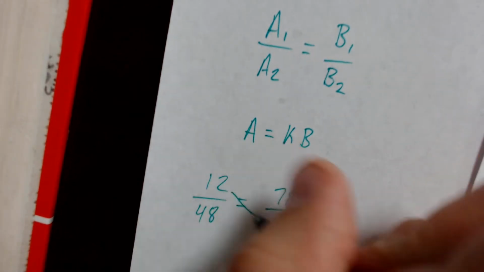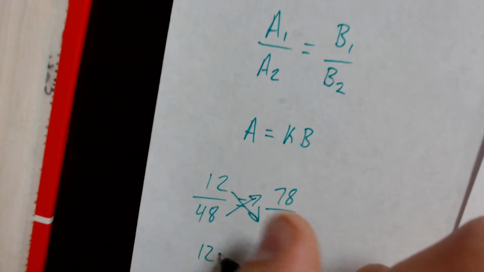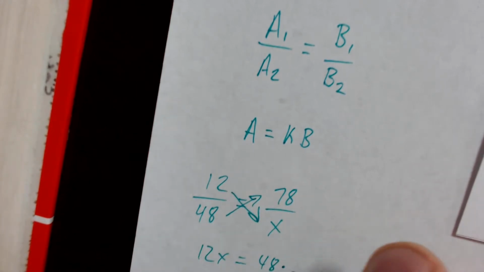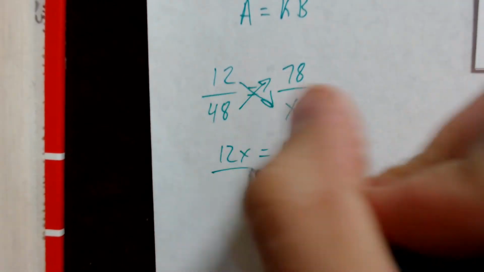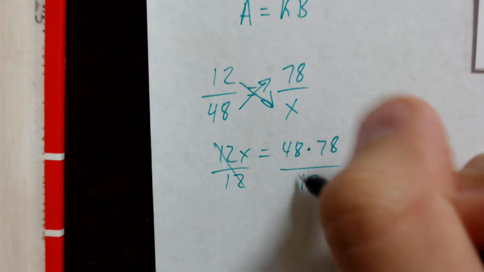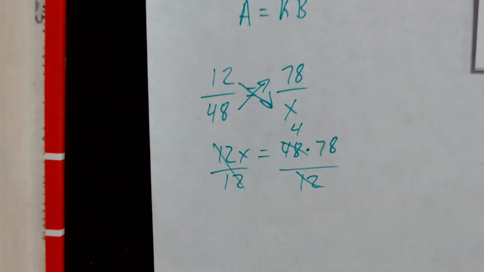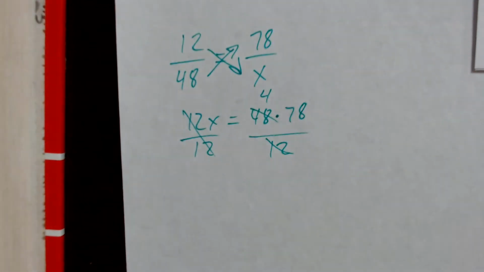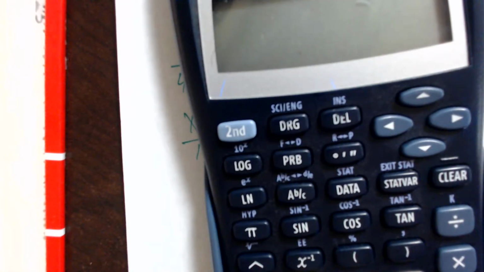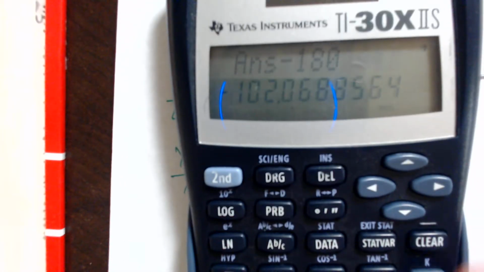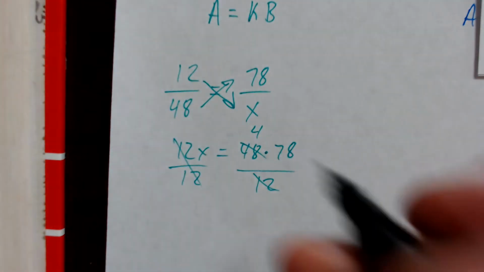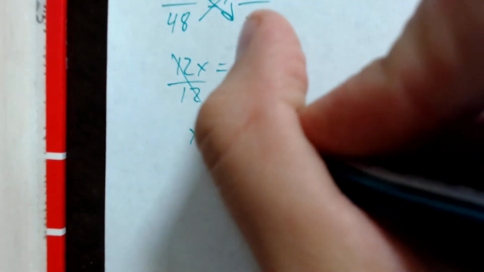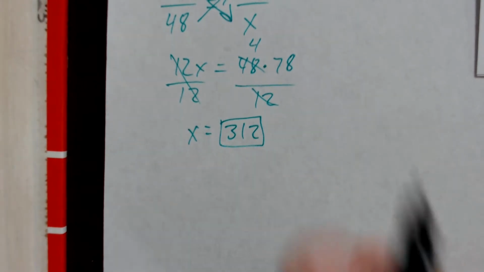Since we're familiar with this, we cross multiply. We get 12x is equal to 48 times 78. Divide each side by 12. That's going to cancel, become 4. 4 times 78, let's just go to the calculator. 4 times 78 gives me 312. So X is going to be $312. Now that is the direct variation using proportions.